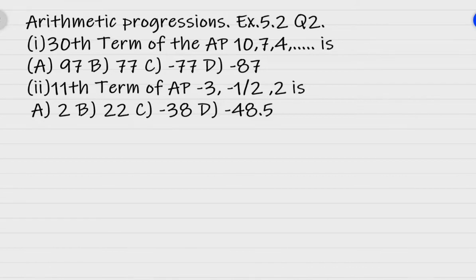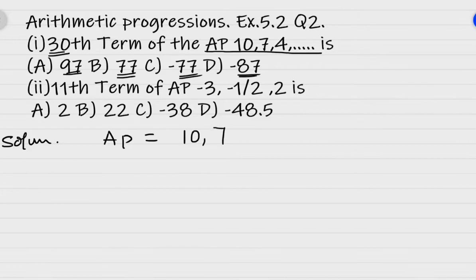That means the AP is given here, 10, 7, 4, and then you have to find the other terms and find out the 30th term, and see whether it is 97, 77, minus 77 or minus 87. Children, first of all, let us see how you can do this solution. Now write the AP first. What is your AP? Your AP is 10, 7, 4, dash dash dash.